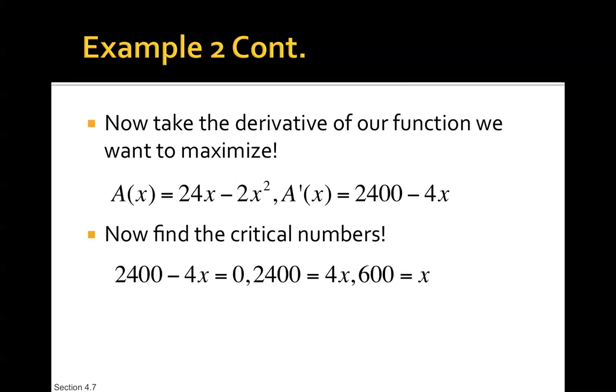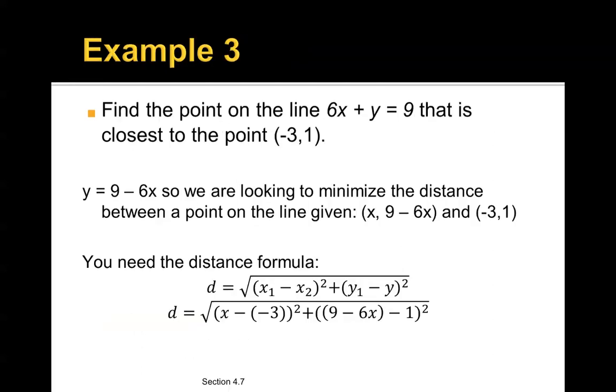Now find the critical numbers. 2400 minus 4x equals 0. So I can solve for x, and I get x to be 600. Now I'm going to plug it in. For x equal to 600, I get an area of 720,000. And that is the maximum area.